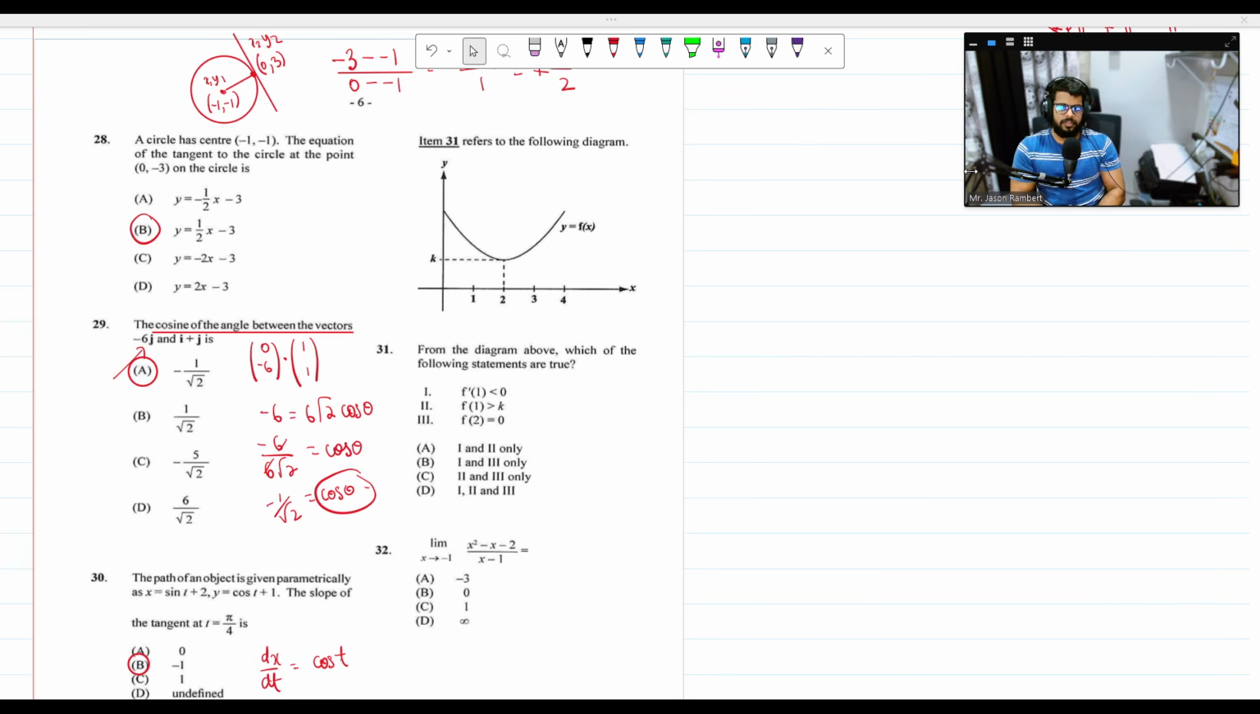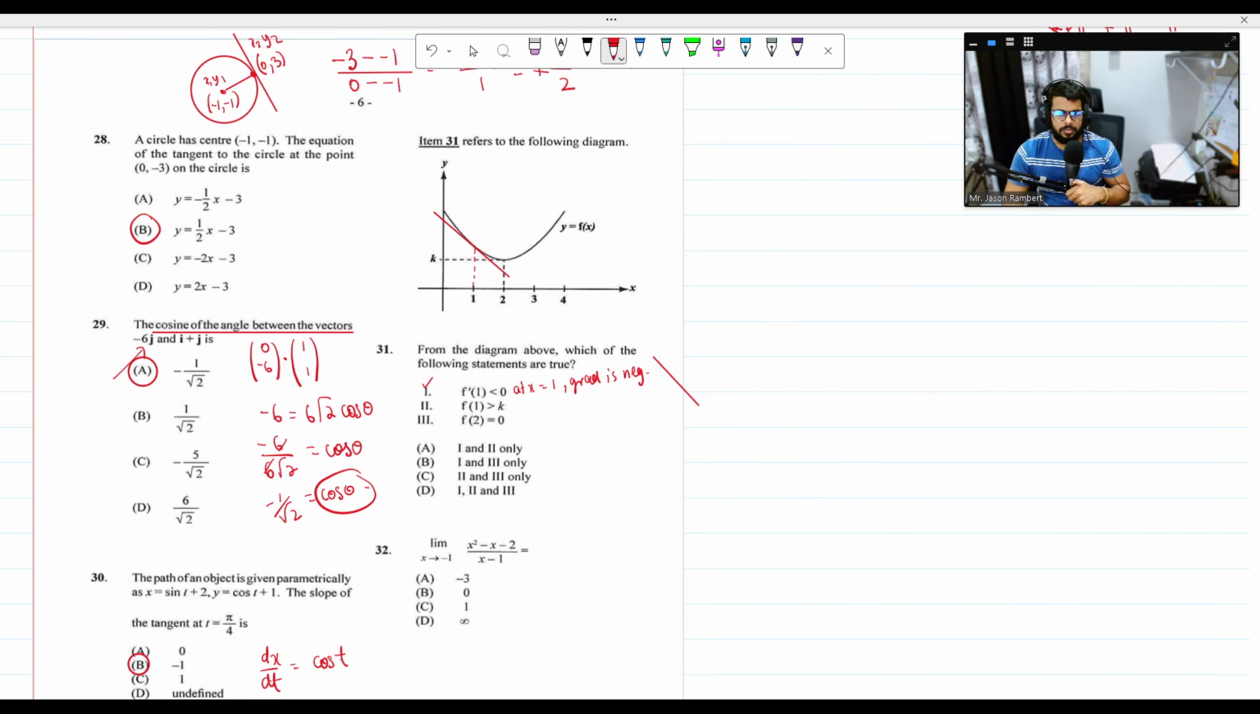The first derivative at 1 is less than 0. That is f dash 1. This means at x is equal to 1, and I'm putting it into the diagram, the gradient is negative, which means that's how the line is going to be. The gradient is the gradient of the tangent. At 1, indeed, the tangent is negative. So 1 for sure is true.